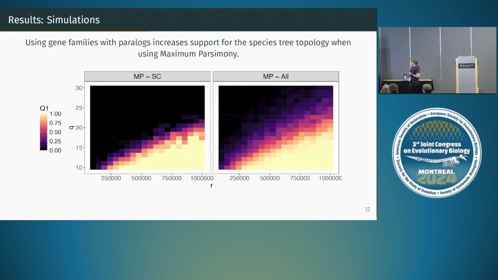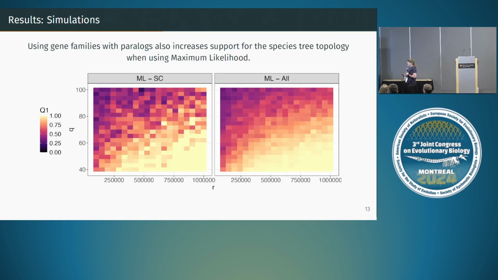And so here, what you can see is that we have a lot more yellow and purple and a lot less black here. So we have higher support for the species tree across a lot of the parameter space. That's because more of our quartets are supporting the species tree topology. So using these gene families with paralogs is helping to mitigate the impacts of long branch attraction in maximum parsimony. We see a similar pattern in maximum likelihood, although it's less pronounced because likelihood is doing better than parsimony with long branch attraction, as we expect.